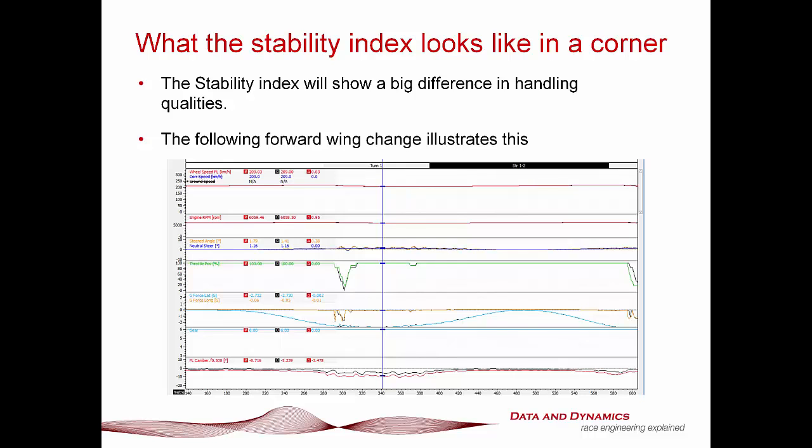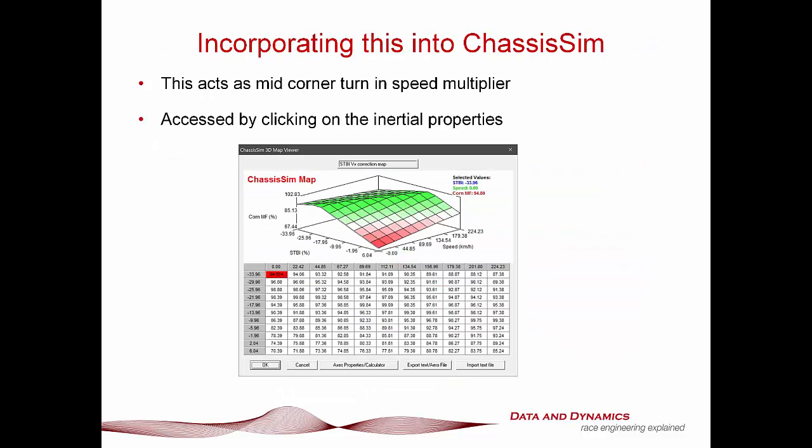Now, so that all sounds great. How do we incorporate it into ChassisSim? Well, one of the things that ChassisSim will calculate internally is the stability index. And up till now, apart from the stuff for post-stall maneuvering, we didn't do that much with it. So this little table acts as a correction map for the mid-corner and turn-in speeds, and you do that by clicking on the inertial properties.